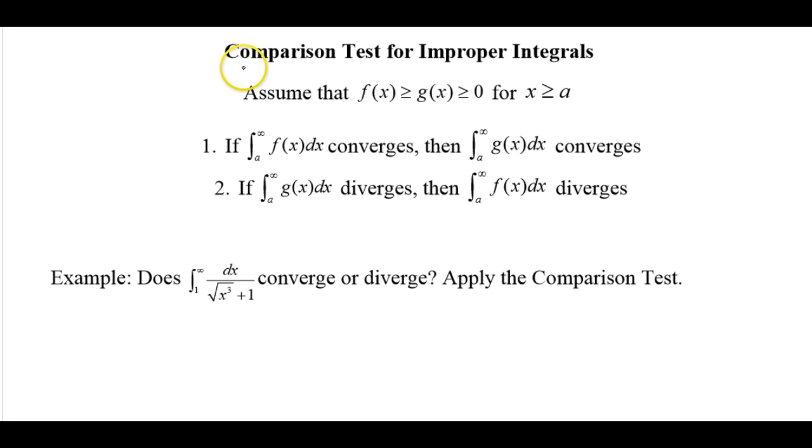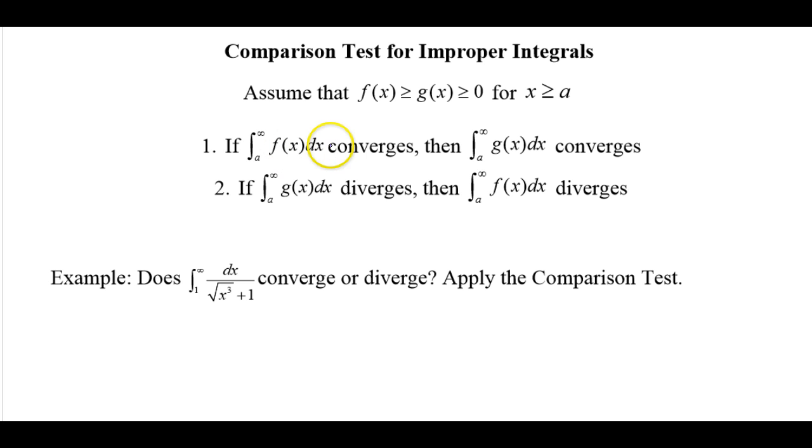All right, the last thing we're going to look at is the comparison test for improper integrals. We need to assume that f of x is greater than or equal to g of x, which is greater than or equal to 0, for all x values greater than or equal to a. So in other words, f of x is always above the function g of x, and both of these functions are above the x-axis.